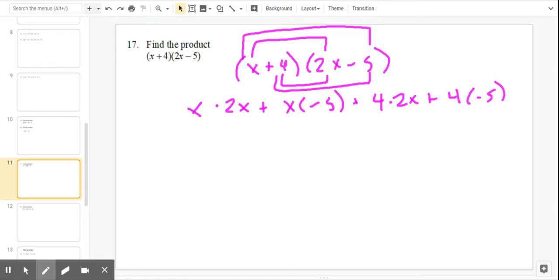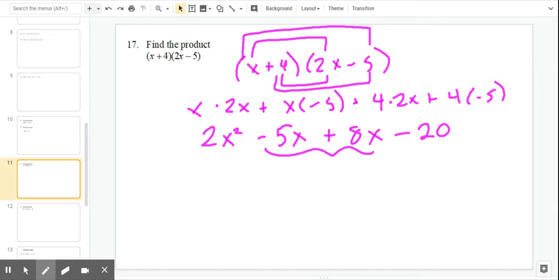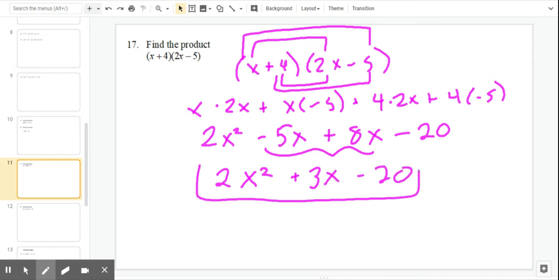So x times 2x is going to give us 2x squared. X times negative 5 gives us negative 5x, plus 4 times 2x is 8x, and then 4 times negative 5 gives us negative 20. And then we need to combine these two guys in the middle because they're both x terms to the first power. They're like terms, so we have to combine them. So we have 2x squared. Then negative 5 plus 8 is plus 3x, and we've got negative 20. That's it.